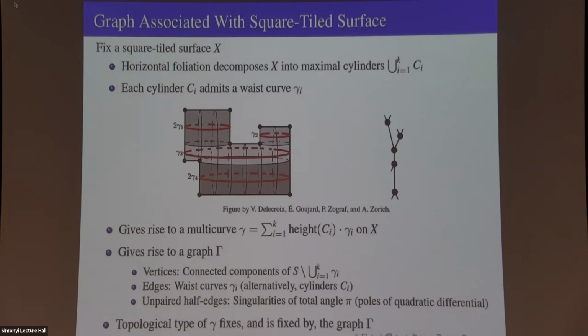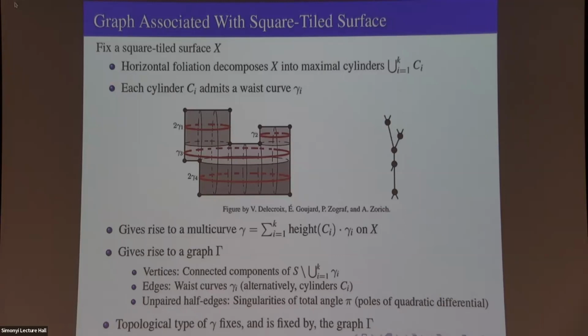The edges are going to be the waist curves themselves. And there will be some unpaired half edges, which you can view as the conical singularities of total angle pi, the poles of the quadratic differential. These will play a minor role in this talk. You can assume there are none of them, and you won't lose much.